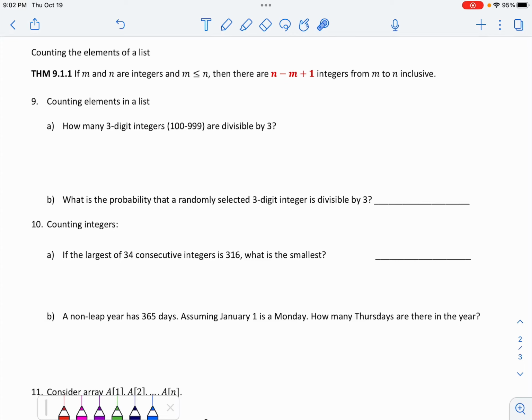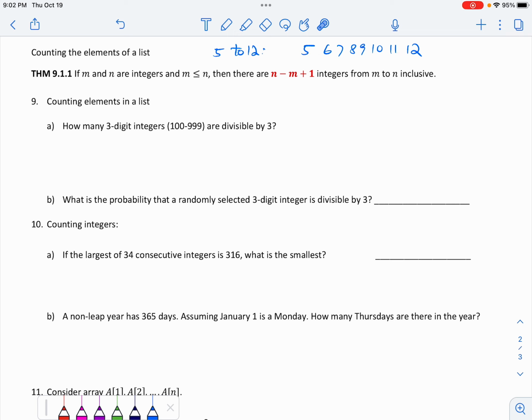The second part of section 9.1 is to count the elements of a list. For instance, if I ask you how many integers there are from 5 to 12, if you just do 12 minus 5, which is 7, then you're counting it wrong. Suppose you have 5, 6, 7, 8, 9, 10, 11, and 12. If you count that carefully, 1, 2, 3, 4, 5, 6, 7, 8, there were actually 8 integers from 5 to 12 inclusive.